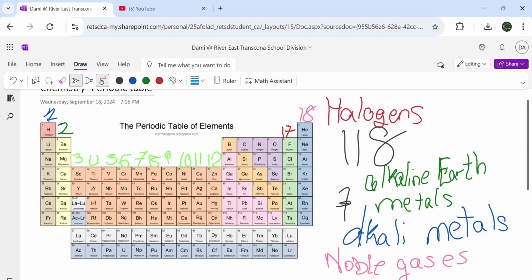So, transition metals. Now this one's 13, 14, 15, 16. They don't really have names. So this staircase, I'm going to draw a staircase.